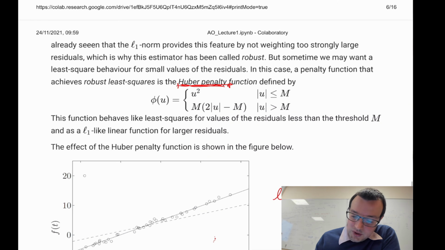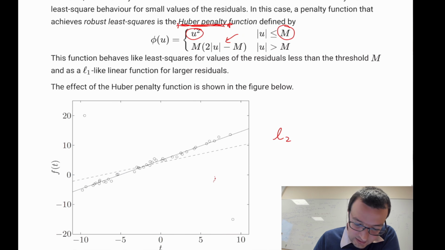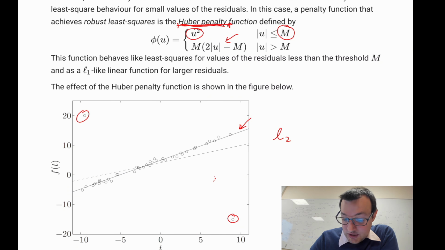Essentially, the way in which it works is that if the residual is smaller than a certain value, then we use an L2 norm. But if the residual is bigger, then we consider it an outlier, and instead of using a quadratic penalty function, we use a linear penalty function. So we still don't want large residuals, but we don't weight them as much as an L2 norm. And the result is here. As you see, in this problem in which there are outliers, the Huber penalty function, which is the solid line, works much better than the L2 norm.